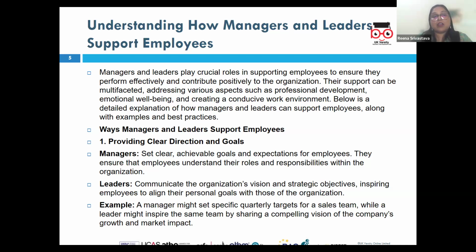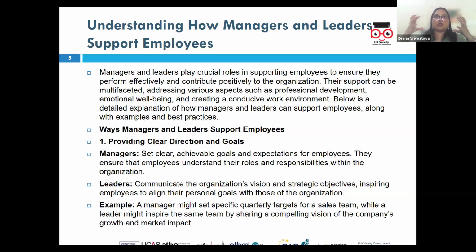For example, leaders come up with a vision and a clear set of goals that align the organization's mission with the employees, showing how each employee is going to contribute to achieving that mission.